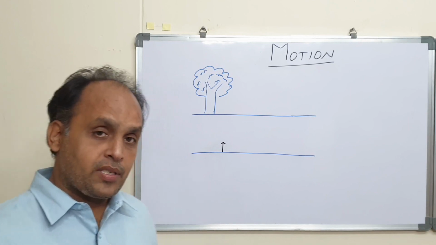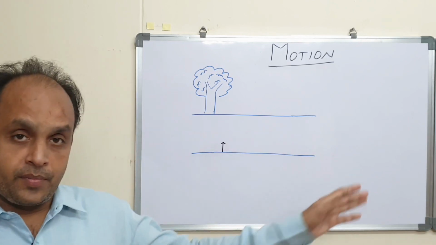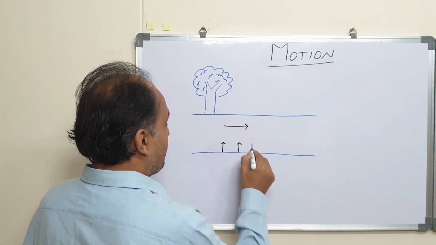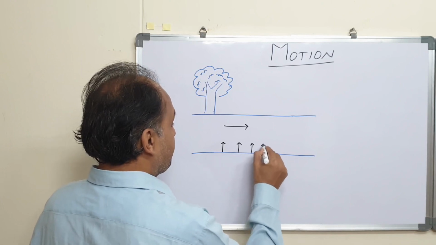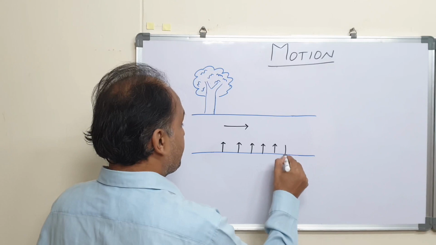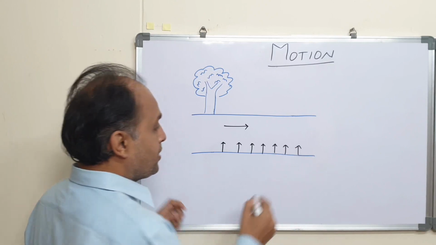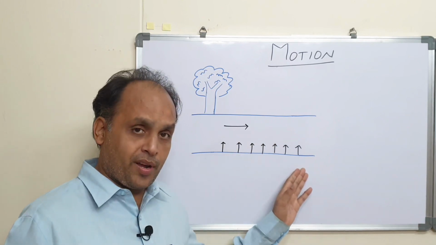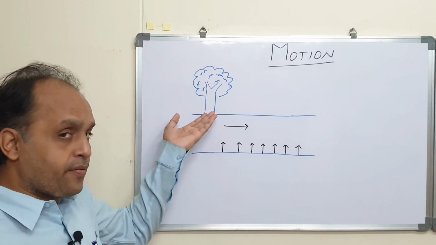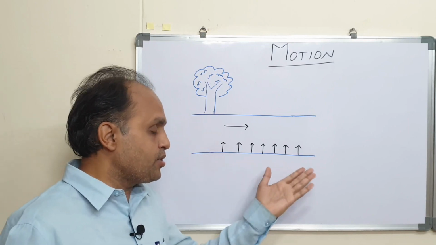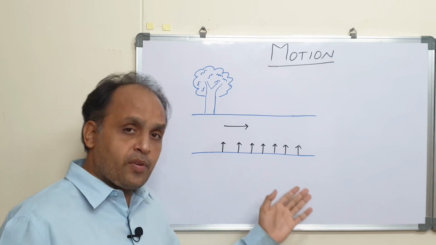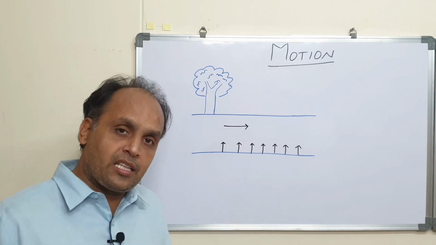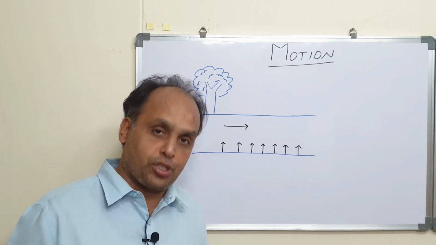Let us imagine that the person has started moving in that direction. Let us suppose he has moved over here, then here, then here, then here. So the person is moving in this direction from this point to this point. So with respect to the reference point, the position of the person is changing. So when the position of a person changes with respect to the surroundings or the reference point, then we say that the person or the object is in motion.